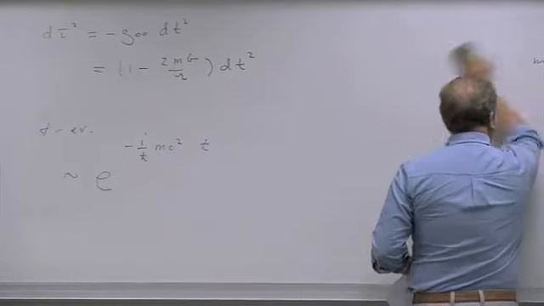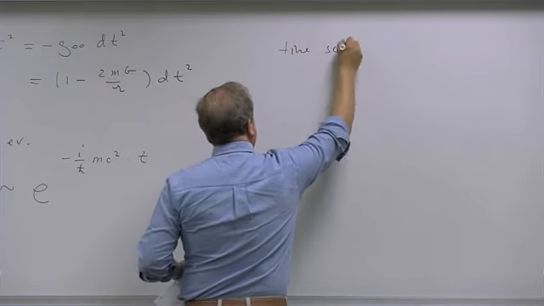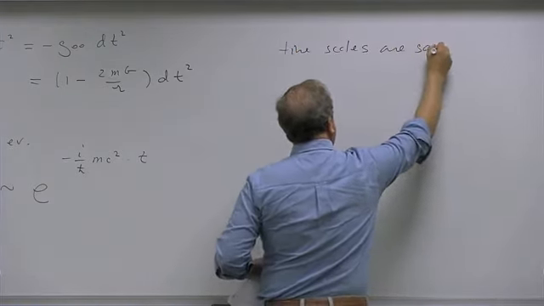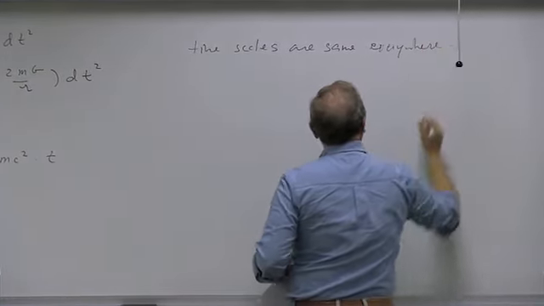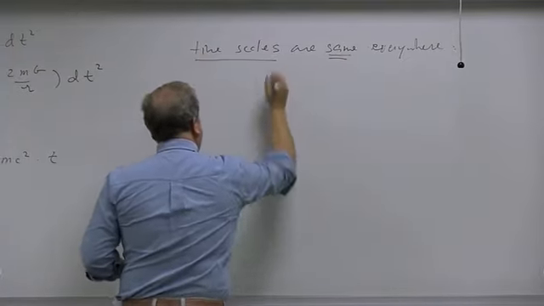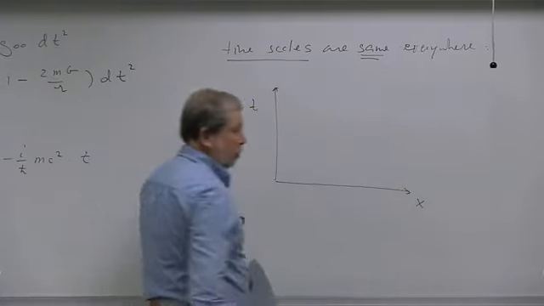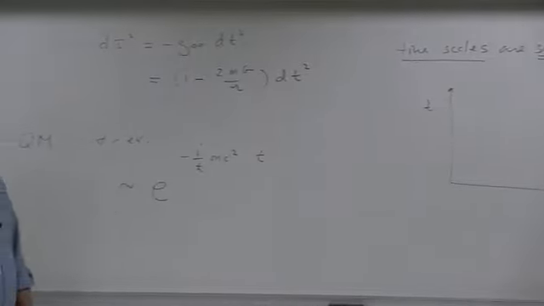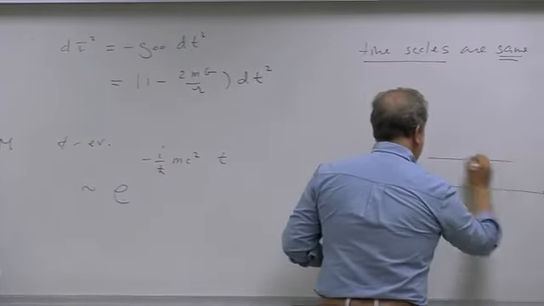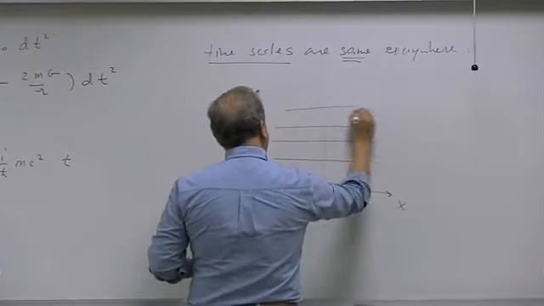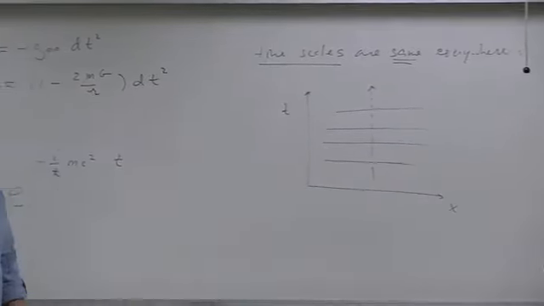Because if the time scales are the same everywhere, then we can draw a diagram where we have t and we have x, just one dimension to make it simple. Then if these time scales are the same, then the phase is the same everywhere, and particles propagate with some sort of plane wave, which looks like this, right? The propagation takes place in this way.